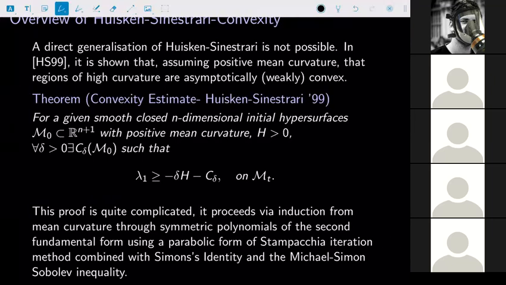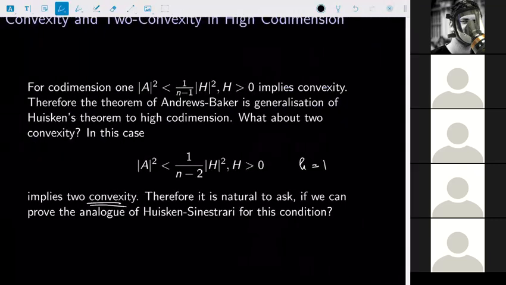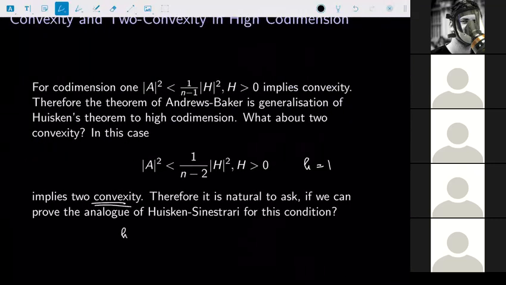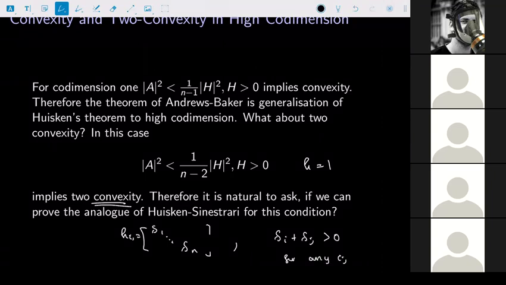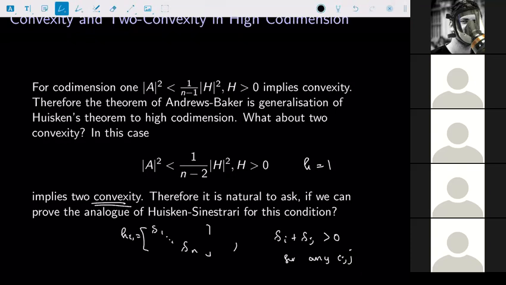Okay, so let me give you an overview of the Huisken–Sinestrari convexity... Sorry, there is another question. Yes. Can you remind me what 2-convexity means? 2-convexity is simply asking here, if you have h_ij, and it's equal to λ₁ all the way up to λₙ, then 2-convexity simply says that λᵢ plus λⱼ is greater than 0 for any i, j. So that simply says that if you add any two of the eigenvalues, they are positive. That's 2-convexity. Right? It says two of the eigenvalues added together is positive, and convexity is just 1-convexity. You take any one of the eigenvalues, and that's positive.